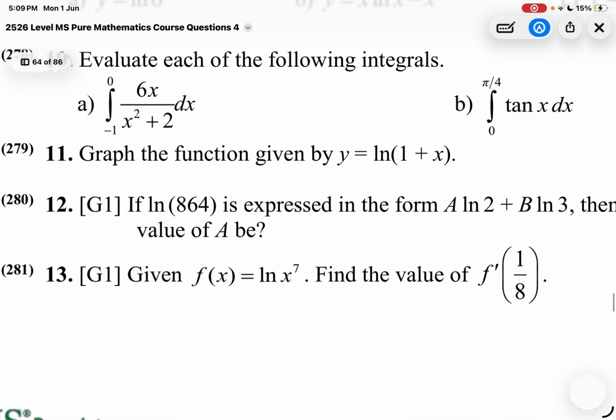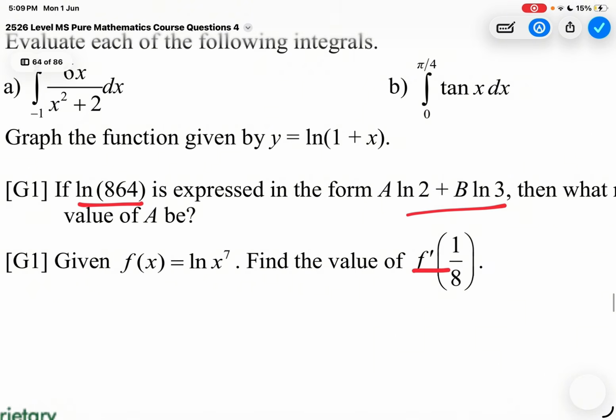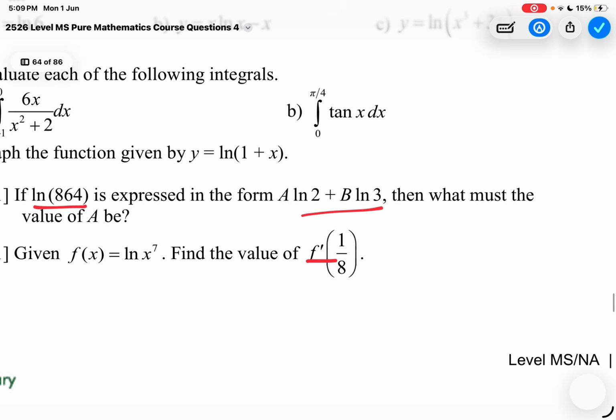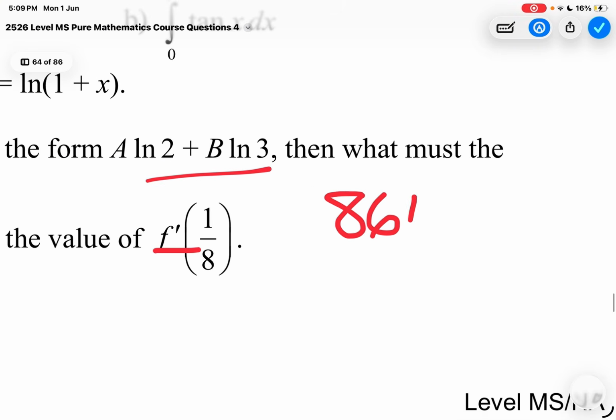For question 12, they said if ln of this is expressed in this form, then what must the value of a be? So 864. We have to see what is divisible into 864. Let me check my calculator. 864 divided by 5, no, you can't. So 864 divided by 4, we know it's 216 and 4.